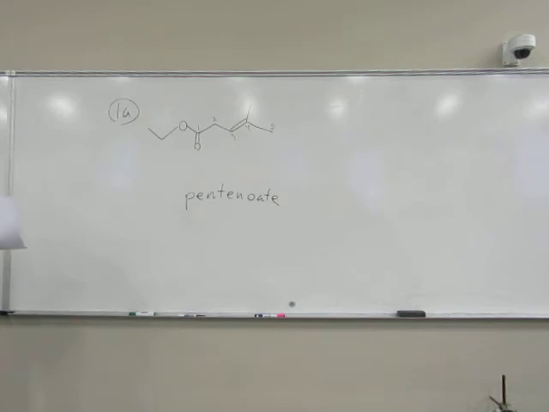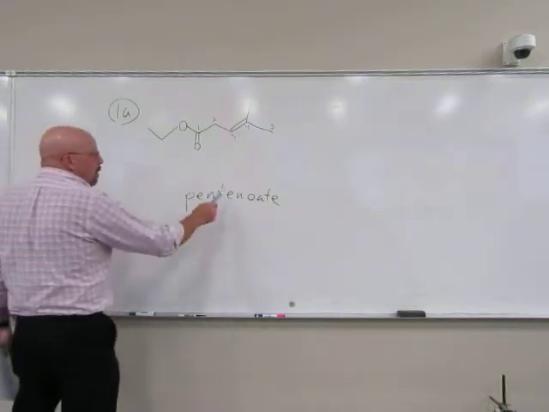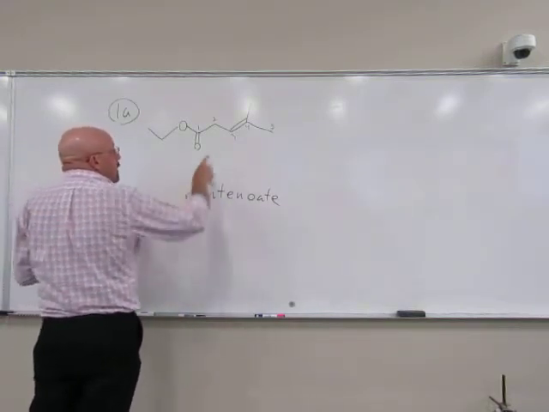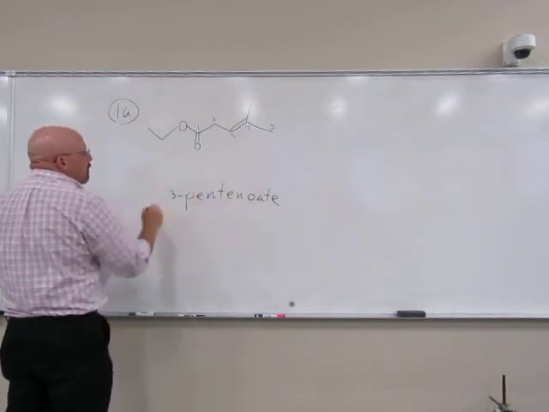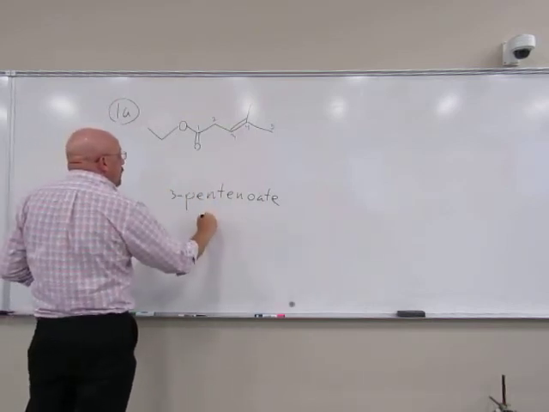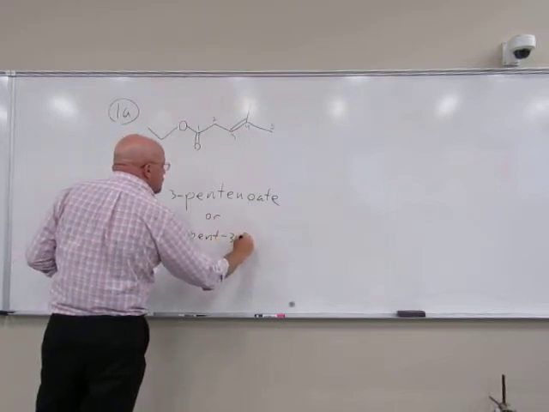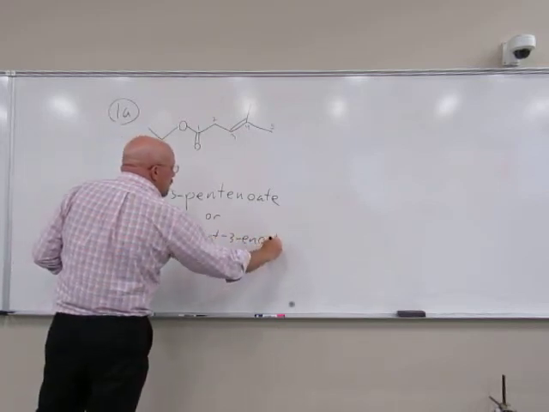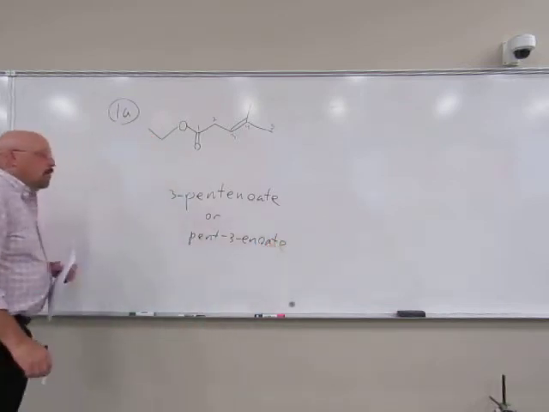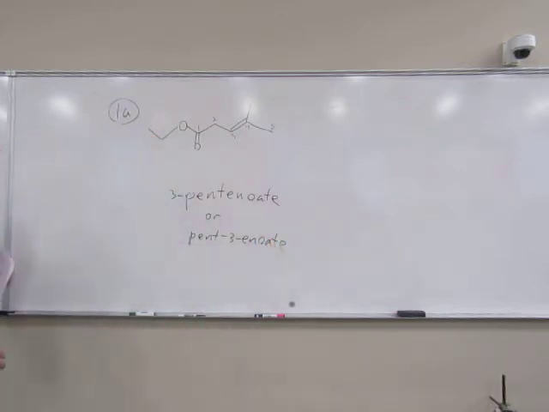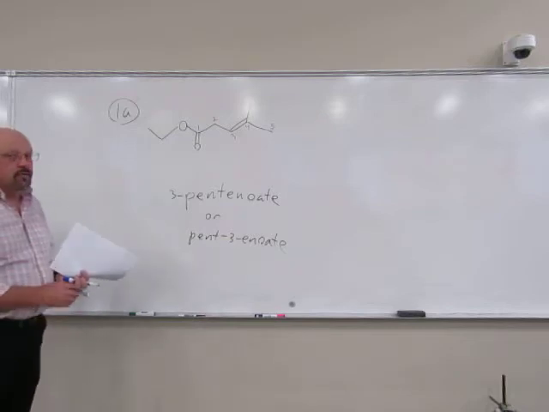I must tell the position of the double bond. You don't have to tell the position of the ester because it has to be the number 1 position. But we do need to know where that double bond is, the alkene. The alkene begins on carbon number 3. So you can put the 3 there in front, or you can put the 3 in front of the ene. Personally, I like it in front of the ene. That way there's no confusion.